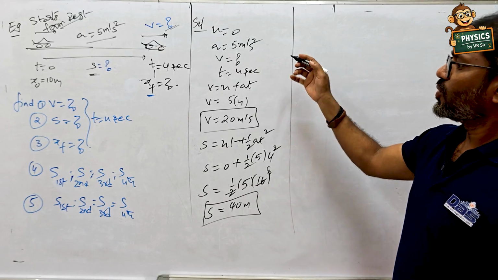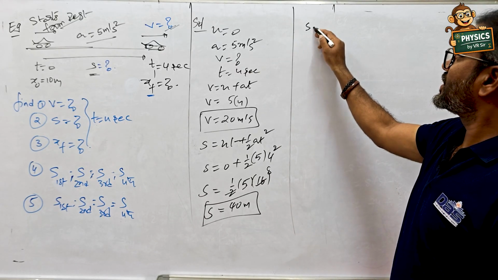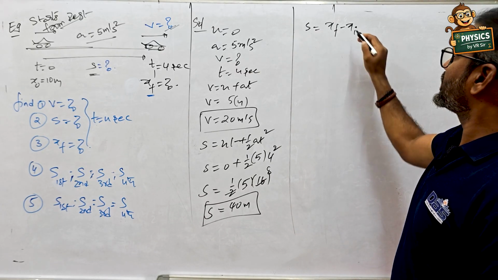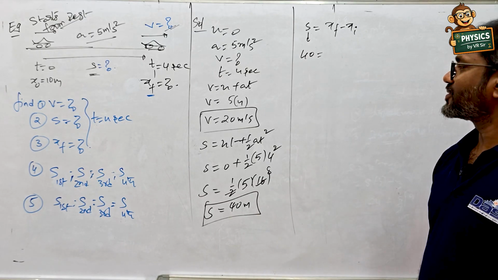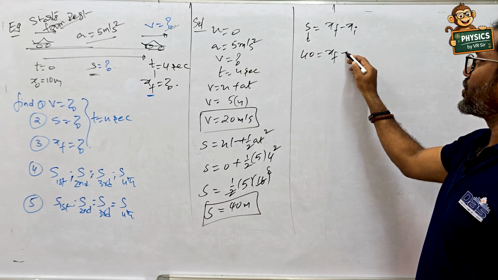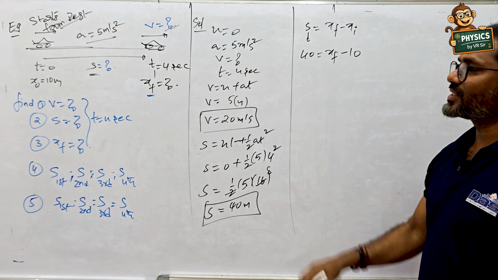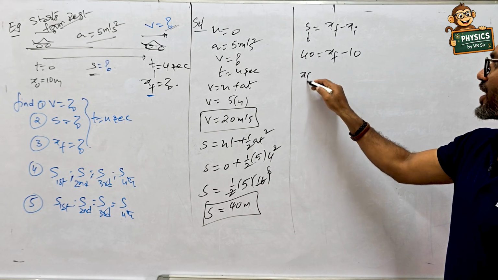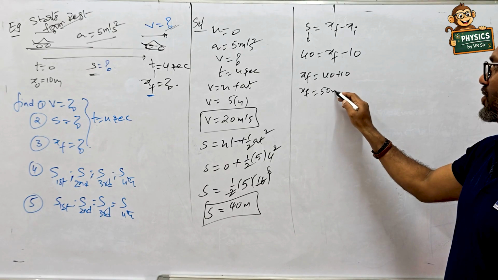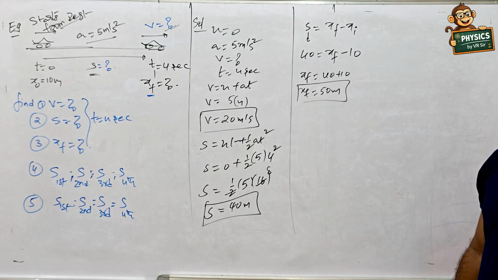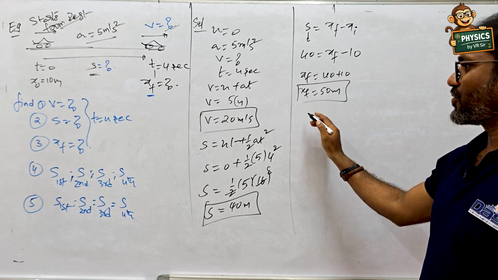Now the third one, what is the position? We know clearly, what is the displacement? Final position minus initial position. Of course, displacement we got as 40 meters, right? But what about the final position? We don't know. But initial position is given. How much is the initial position? 10. Now final position is nothing but 40 plus 10. So final position is 50 meters. Hope it's clear, all of you, right?